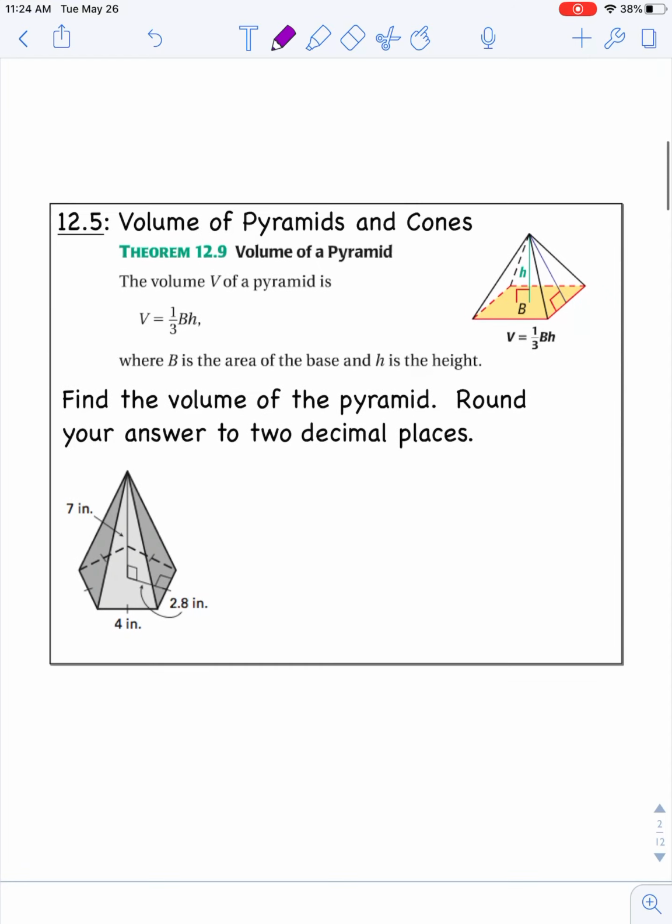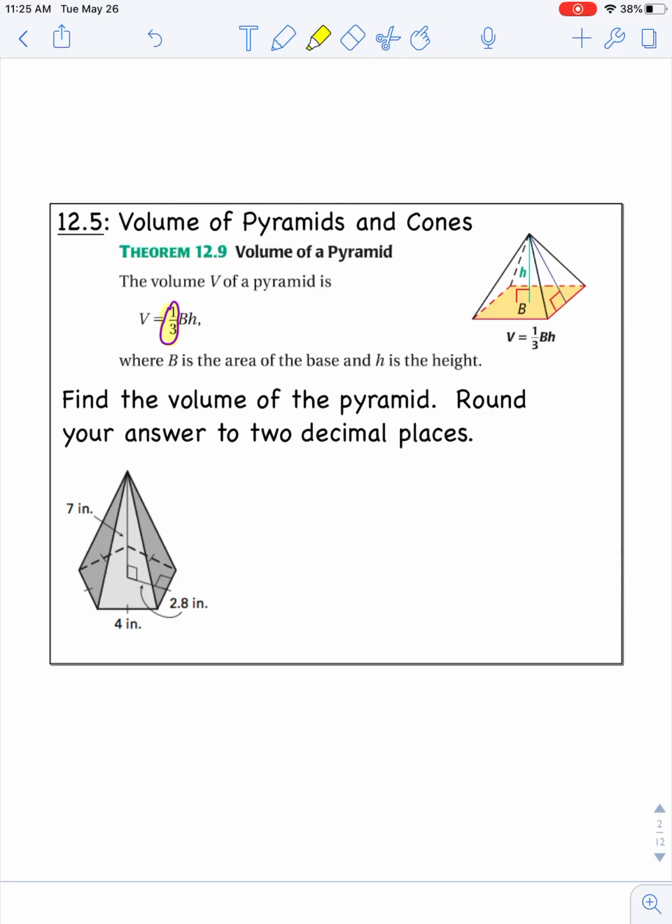All right, so here's where we're at: volumes of pyramids and cones. If we were in school, I could show you a visual model of what this looks like. It turns out that if you have a prism and a pyramid with the same base area and the same height, the pyramid's volume is 1/3 the volume of the exact same prism. So we calculate the volume of the pyramid the same way as the prism, but then divide by 3 or multiply by 1/3.